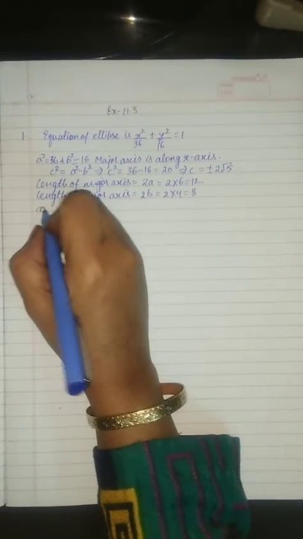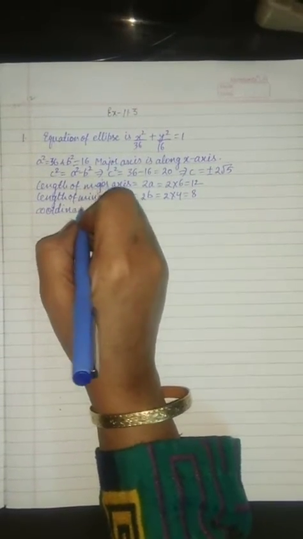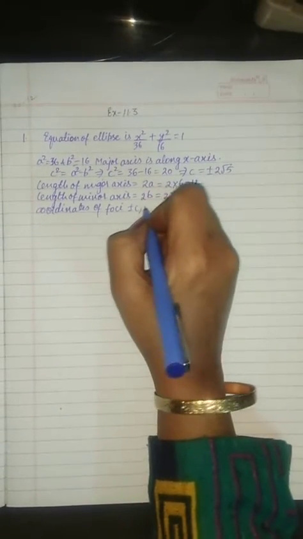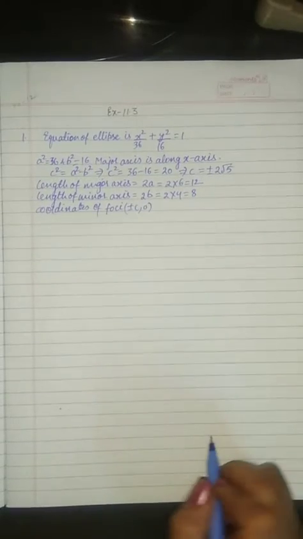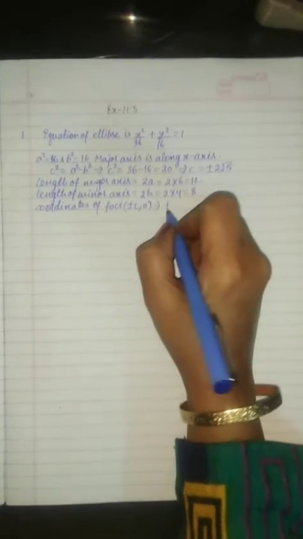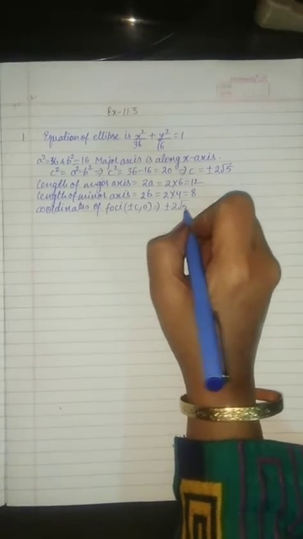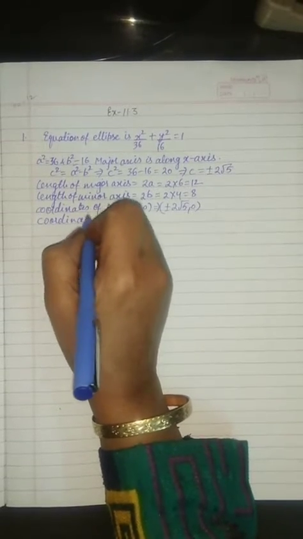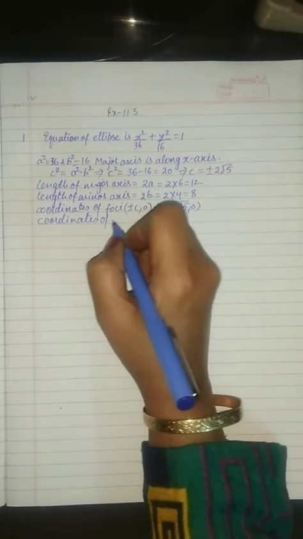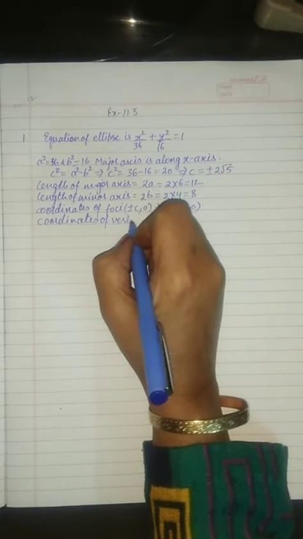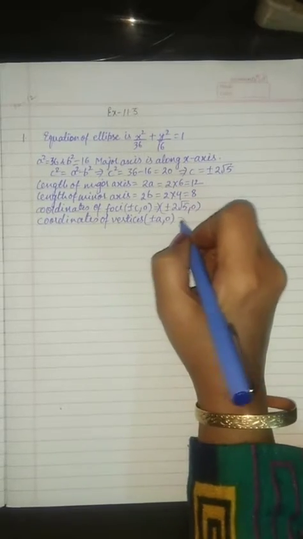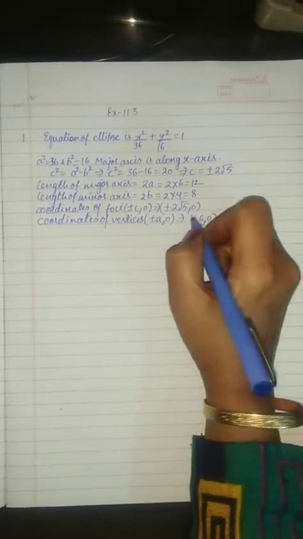Now coordinates of foci will be plus minus c and 0 because the axis of the ellipse is along the x-axis. So the coordinates of foci will be plus minus 2 under root 5 and 0. Then the coordinates of vertices, that is plus minus a and 0, and here a is 6, so plus minus 6 and 0.